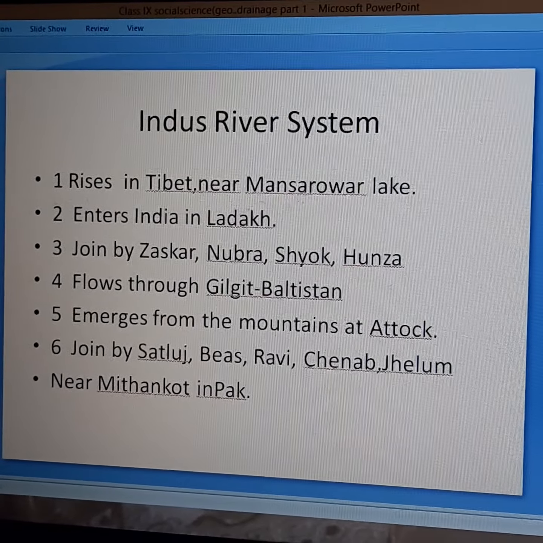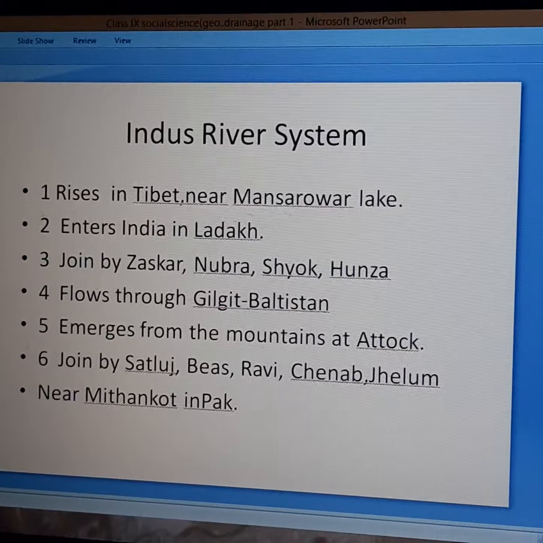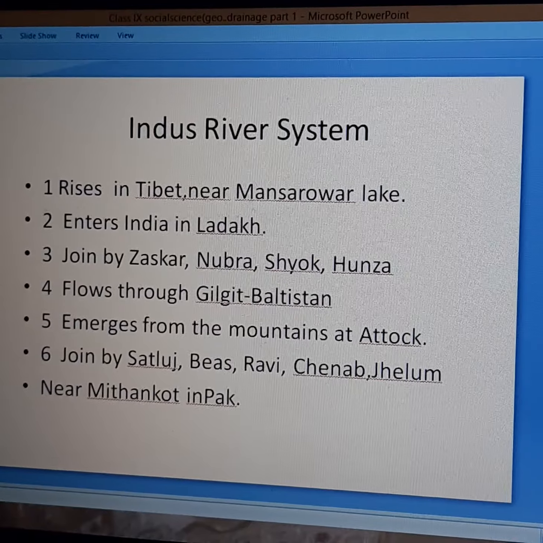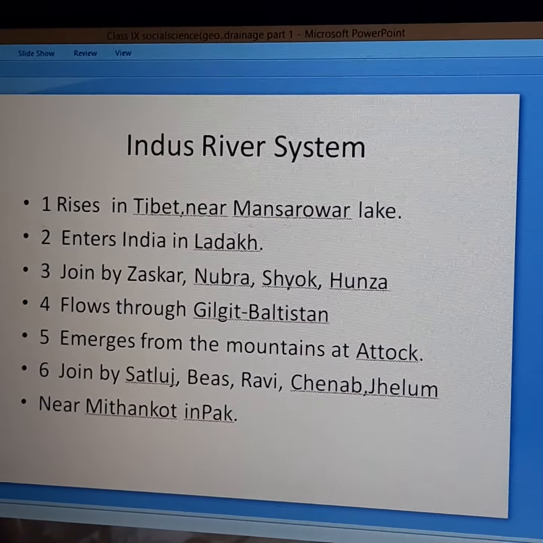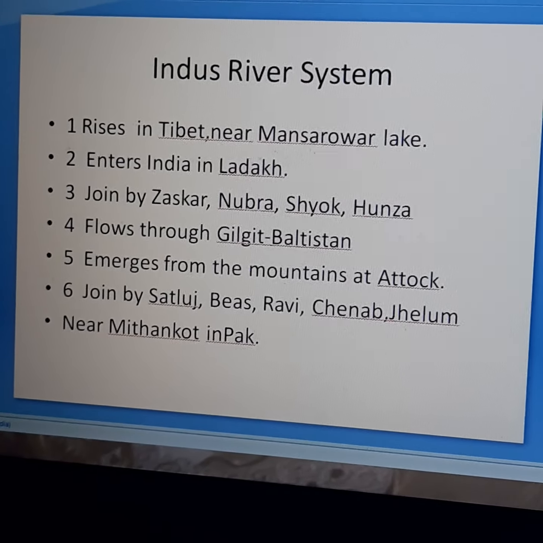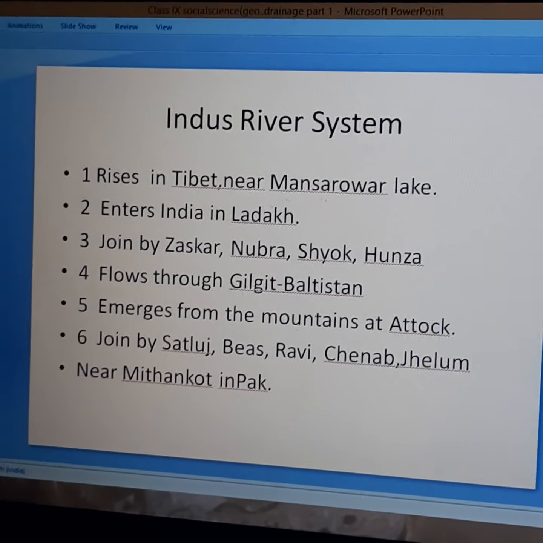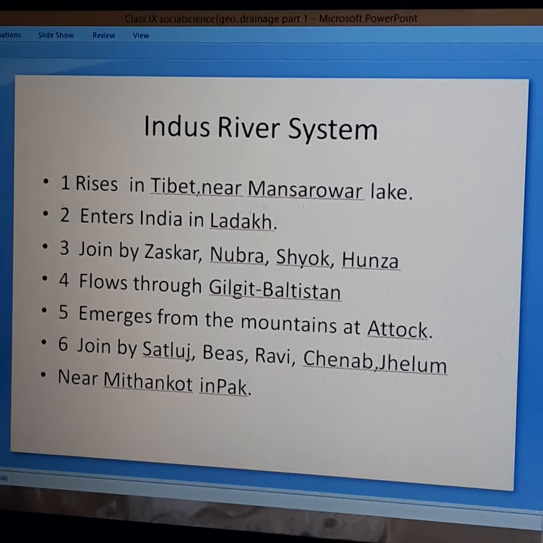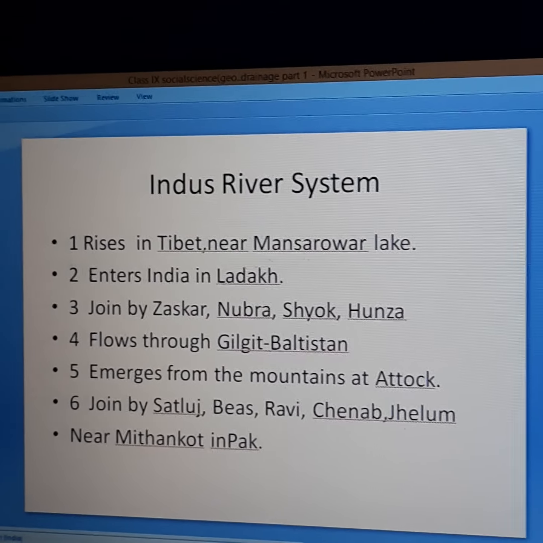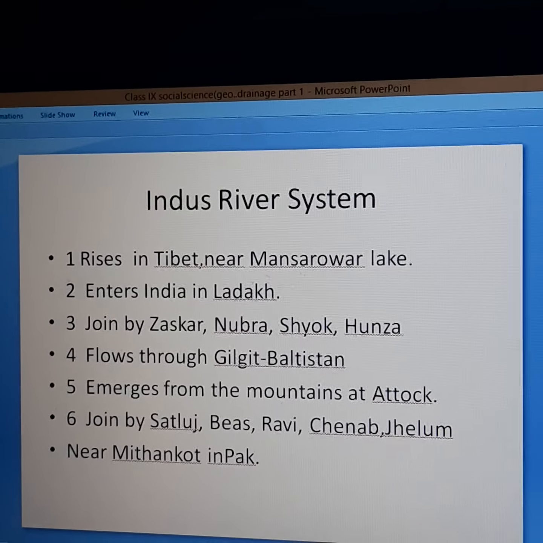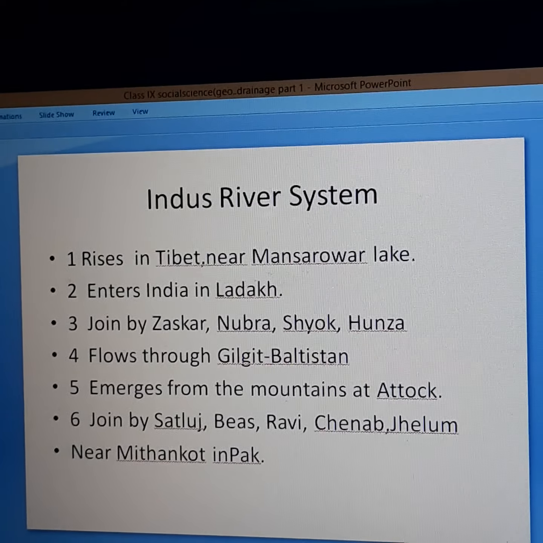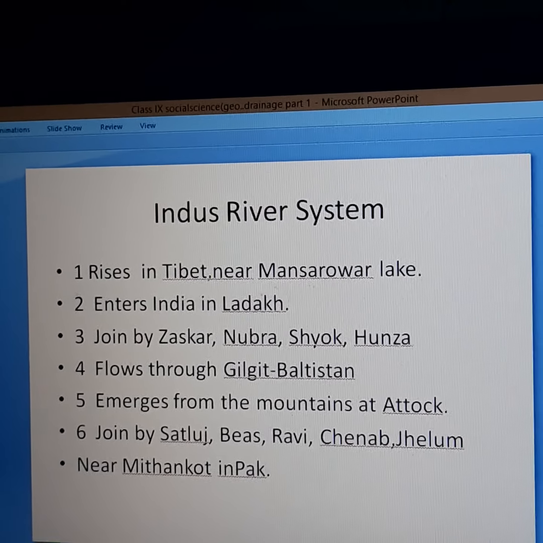Just over a third of the Indus basin lies in Indian states like Jammu and Kashmir, Himachal Pradesh, and Punjab. The rest of the Indus basin lies in Pakistan. As we know, according to the Indus Water Treaty in the year 1960, India can use only 20% of the total water carried by the river Indus. This 20% water is used for irrigation in Punjab, Haryana, and the southern and western parts of Rajasthan.